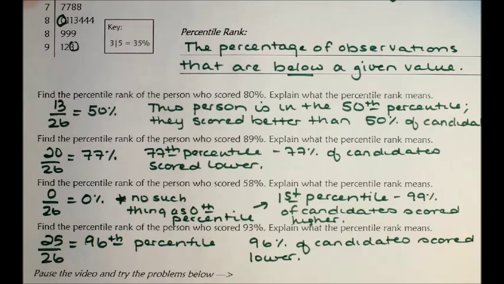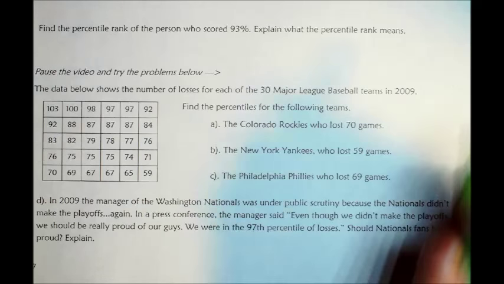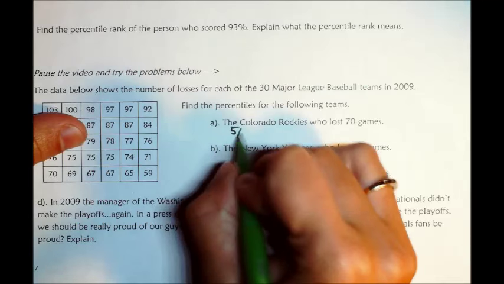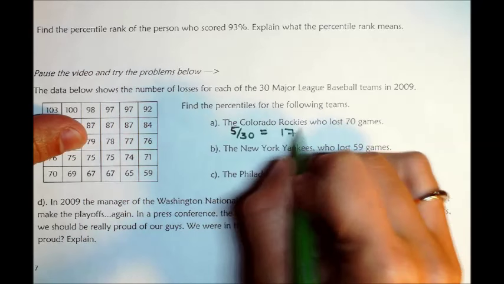So take a moment and pause the video. Try the following problems. Stop when you get to letter D. So the answers to the practice problems are as follows. There are 5 teams out of 30 that had less losses than the Colorado Rockies. That puts them at the 17th percentile.